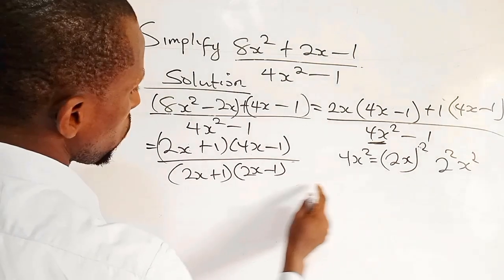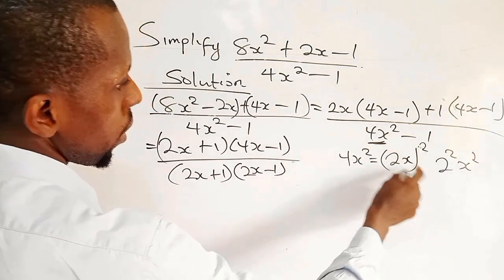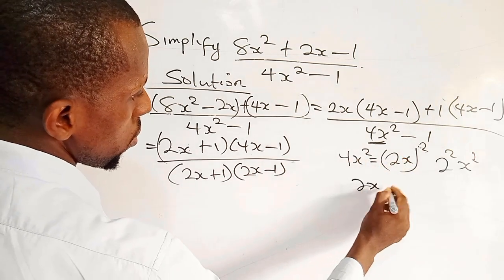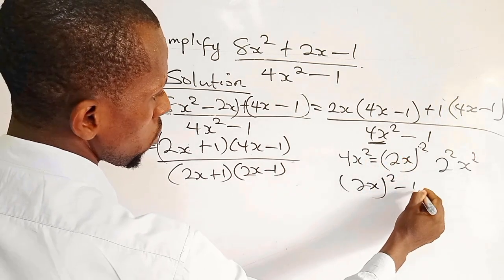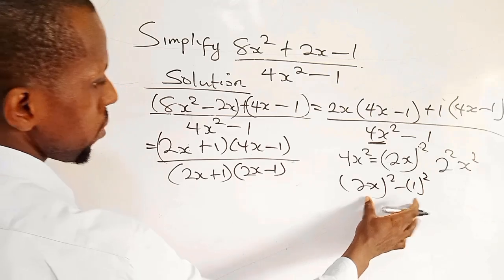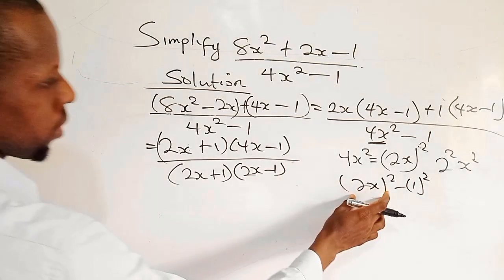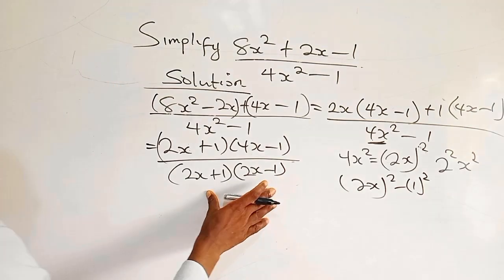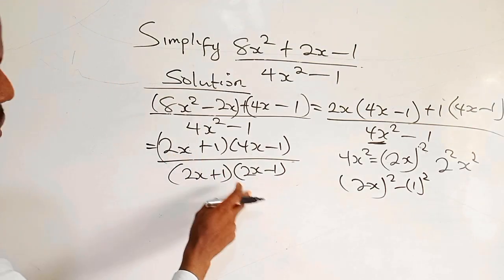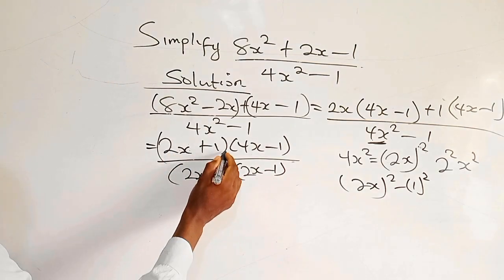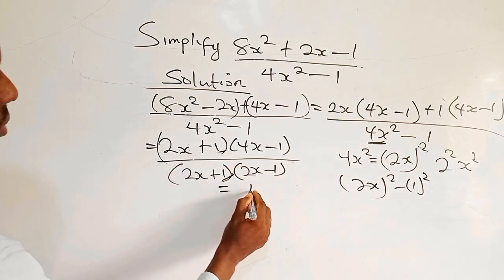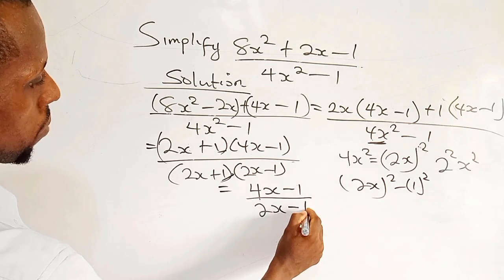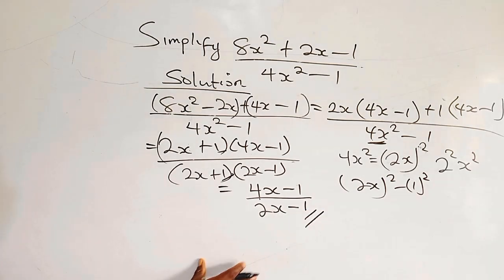So when I use the difference of two squares here, I will have it as 2x plus 1, because I have 2x squared minus 1 squared in this case. When I apply the difference of two squares, I have 2x plus 1 times 2x minus 1. So here I look for what is common, and this can go. I have 4x minus 1 divided by 2x minus 1. Thank you very much.